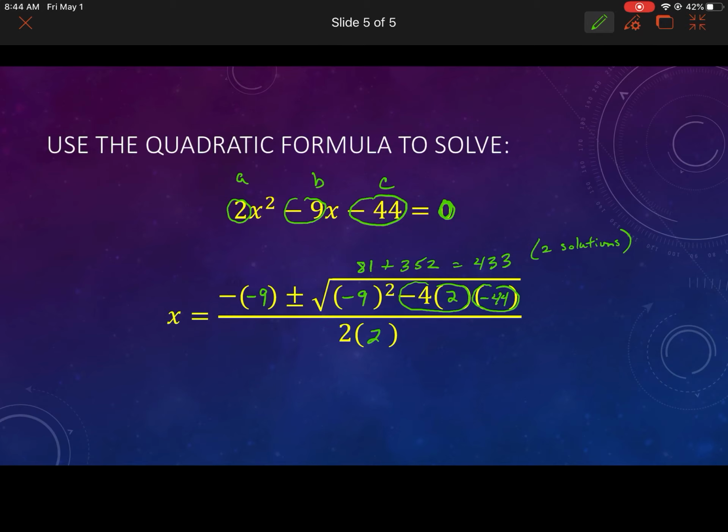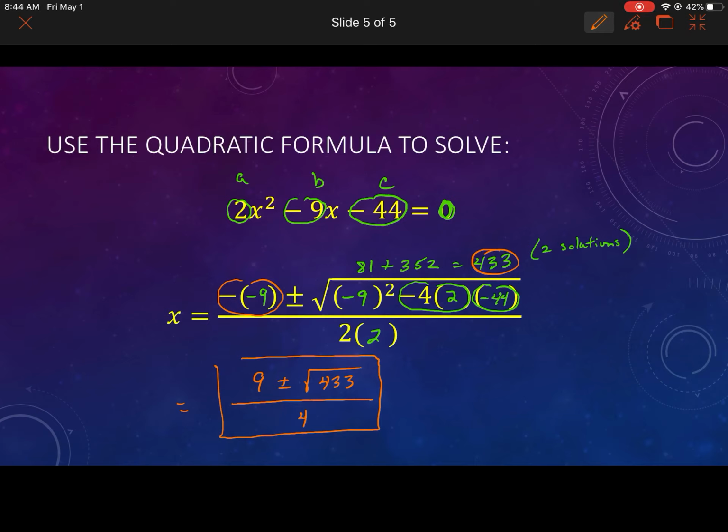So now the rest is just simplifying what else I have. I have a -9, so a negative is a +9, plus or minus the square root of 433, because that's what I calculated here. And we're going to divide the whole thing by 2 times 2, which is 4. I don't believe 433 simplifies, so I'm just going to leave that as my solution. And that's how the formula is applied.